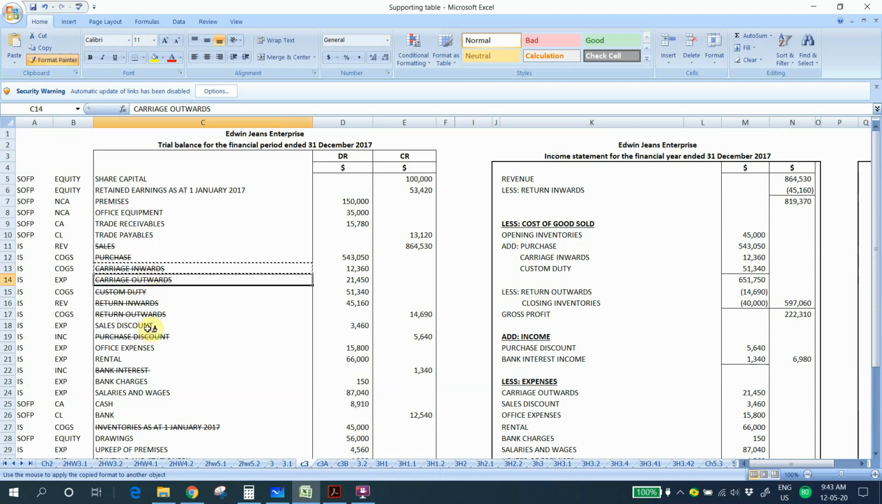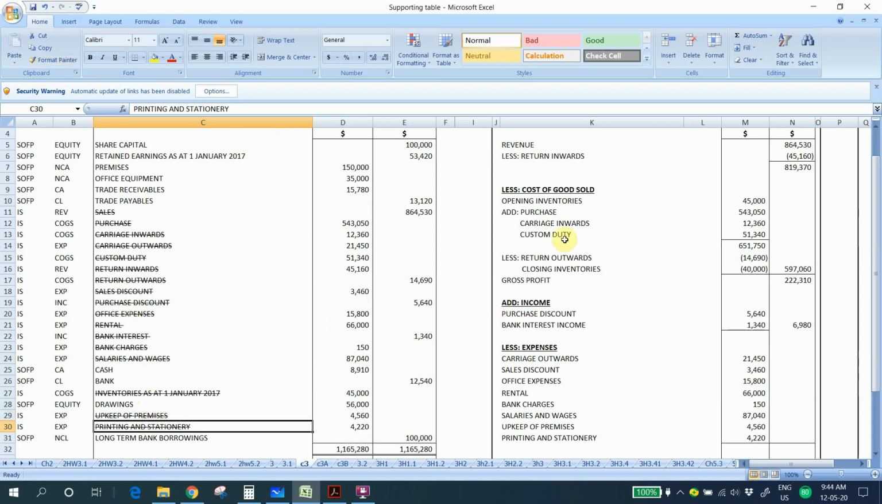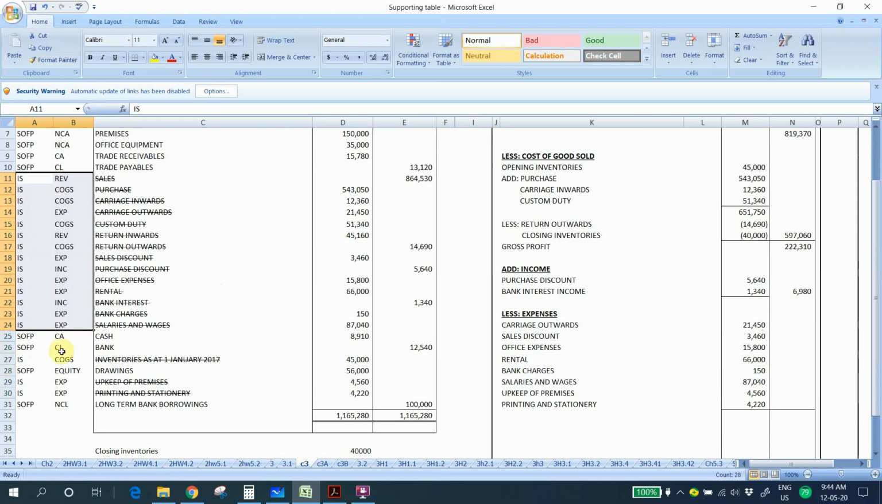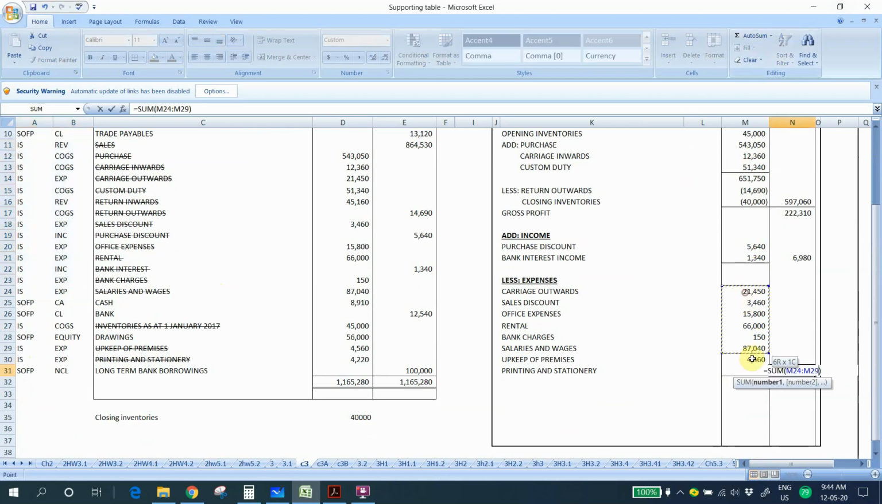Carriage outward, sales discount, office expenses, rental, bank charges, salary, upkeep, and printing. So before we close the income statement, let's scan the trial balance again to make sure that you have recorded everything for the IS. Yes, we have recorded here, also recorded. Right, and then we total the expenses.